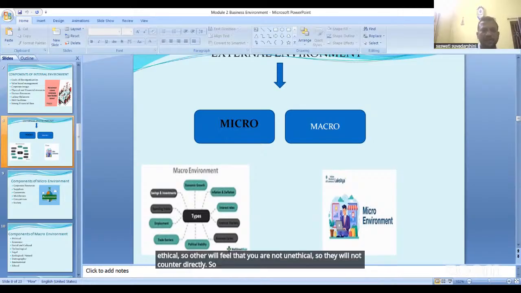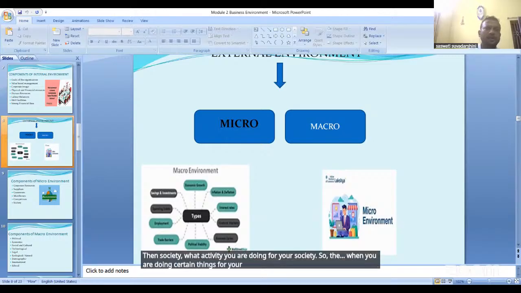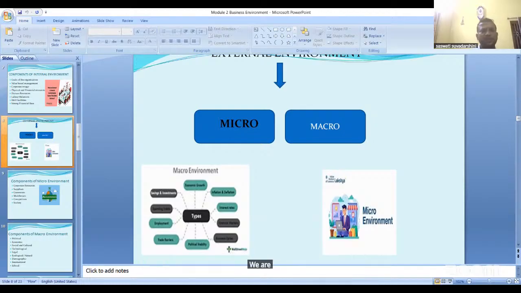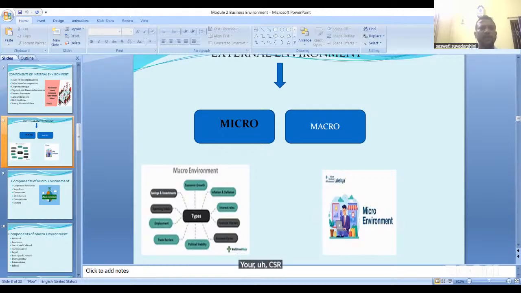Then society: what activity you are doing for your society. When you are doing certain things for your society, society will definitely provide certain benefits to you. The business unit is present due to society, so there is a lot of responsibility to provide good facilities to the society. Your CSR activity sometimes creates a positive environment.